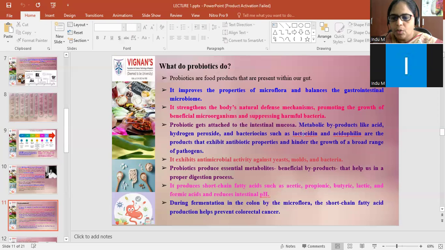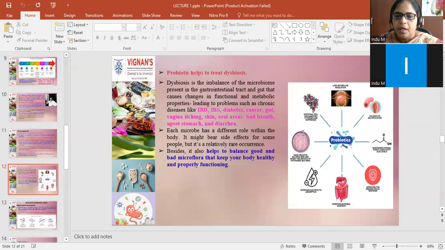During fermentation in the colon by these microflora, the short chain fatty acid production helps a lot in the prevention of colorectal cancer. And they treat dysbiosis. Dysbiosis is nothing but the imbalance of the microbiome present in the gastrointestinal tract and gut. So it relieves various disorders like IBD, IBS, diabetes, cancer, vaginal itching, and then skin and oral problems like bad breath, upset stomach, and diarrhea.